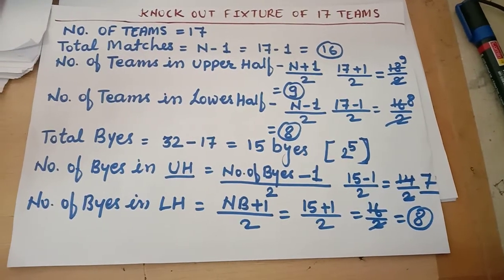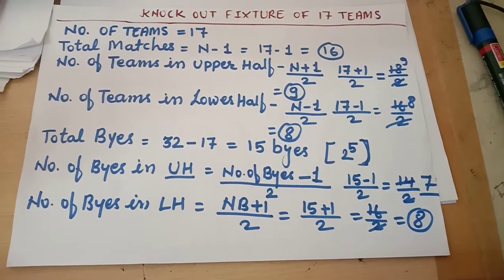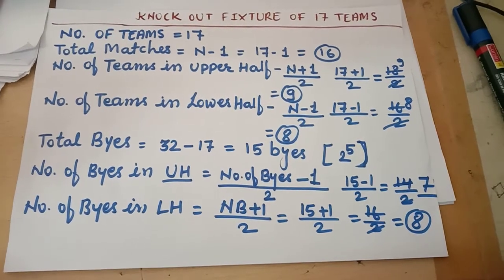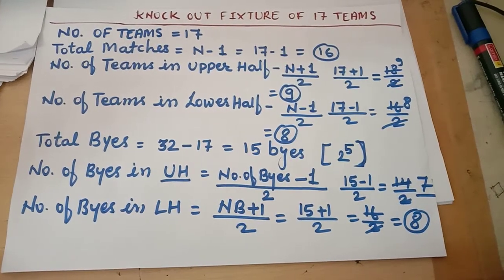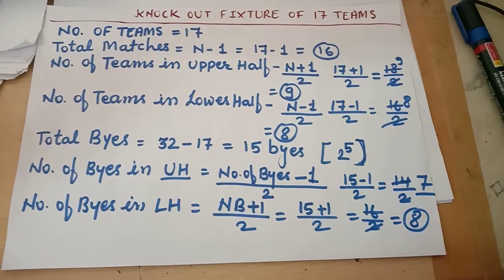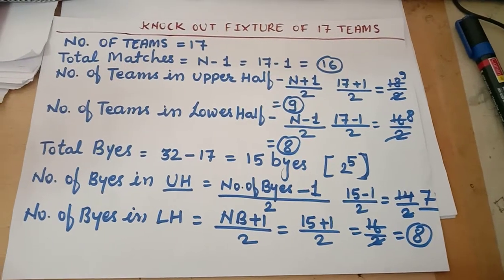Secondly, number of teams in lower half, just the opposite of upper half. Where we are doing plus 1, here we have to do minus 1. So n minus 1 upon 2, 17 minus 1 upon 2. So 16 divided by 2, it gives us 8. So the number of teams that we have in the lower half is 8.